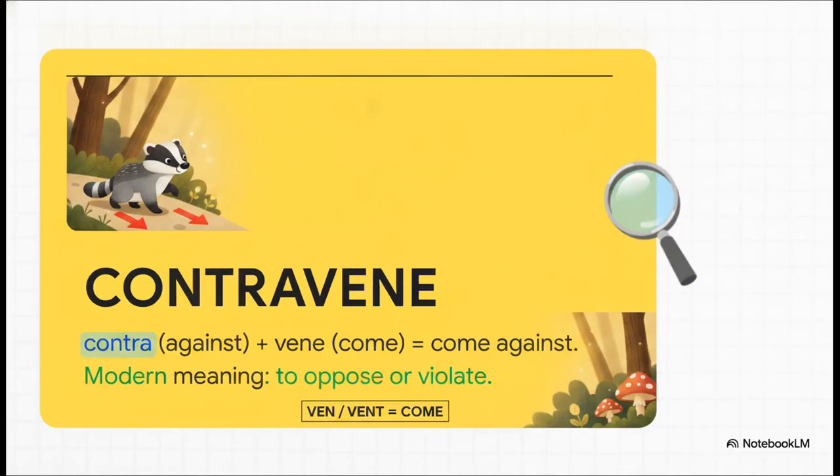Let's kick things off with our first advanced word, contravene. Now, this means to go against a rule or a law. Let's look at the breakdown. Contra means against, and vene means come. So literally, you come against something. Imagine someone confidently walking directly against a huge crowd of oncoming traffic. Yeah, that person is contravening the rules.